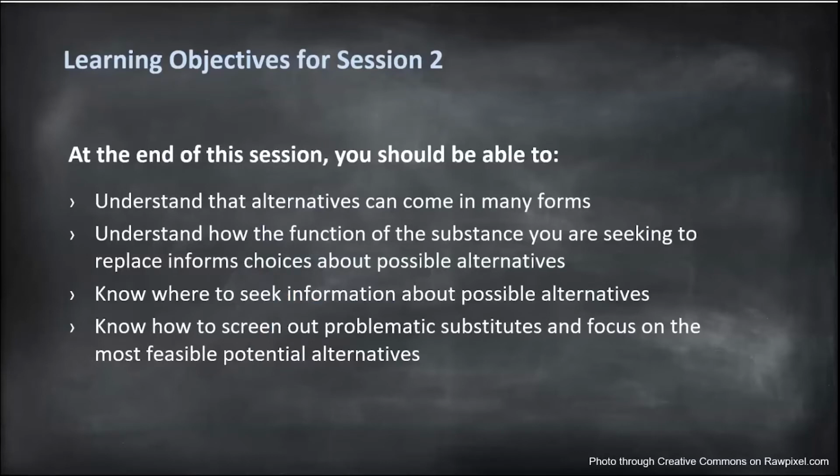After completing this session, you will have a better understanding that alternatives can come in many forms, including chemical substitutions, alternative materials and technologies, and changes in the product or process that may eliminate the need altogether of the function you are seeking to replace. You will also gain an understanding of how the function of the substance you are seeking to replace informs choices about possible alternatives. You will know where to seek information about possible alternatives. And lastly, you will know how to screen out problematic substitutes and focus on the most feasible potential alternatives.